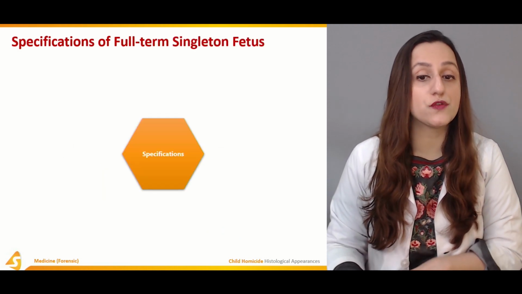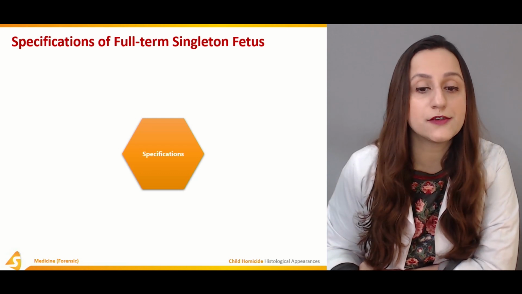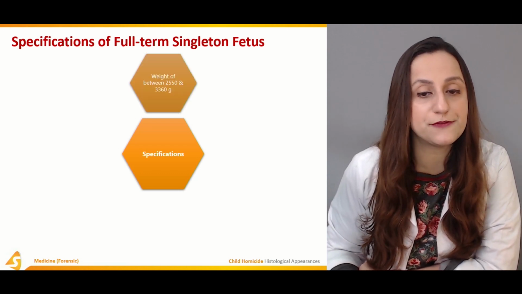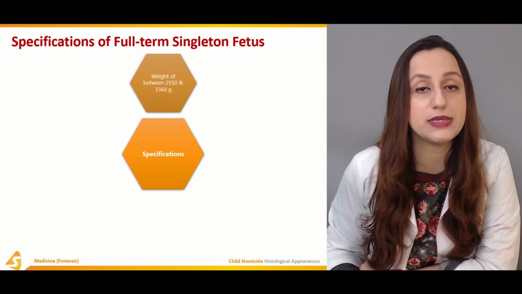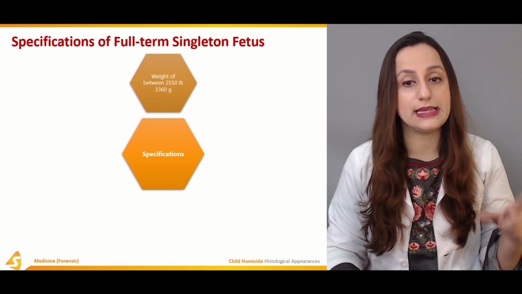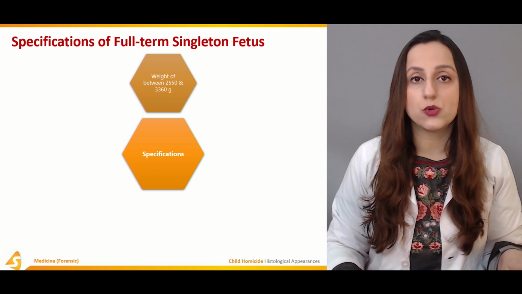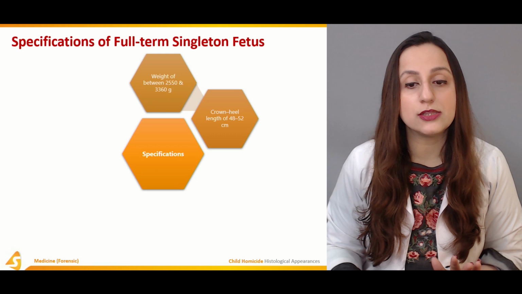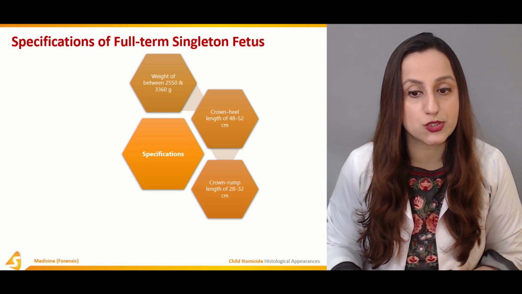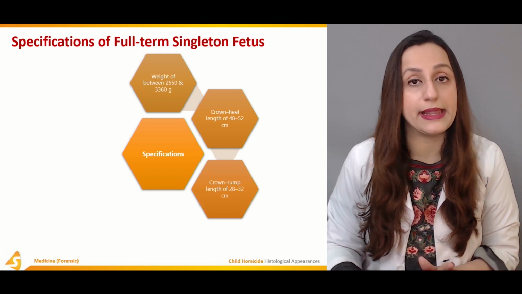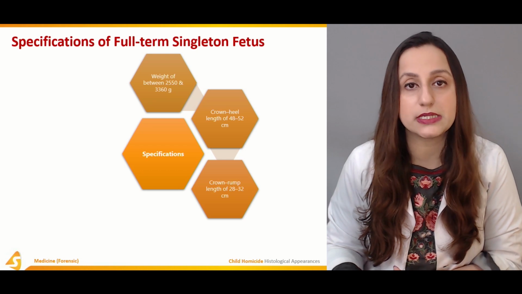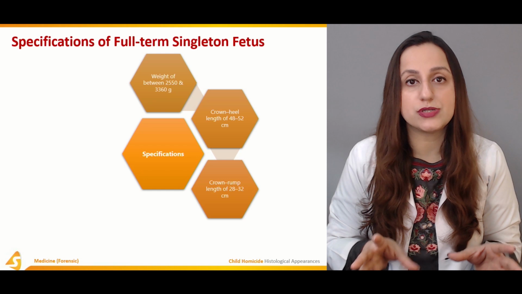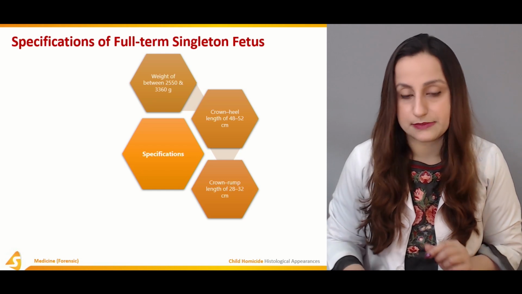The specifications of the full-term singleton fetus are going to basically be a weight between 2550 and 3360 grams. It is going to basically establish that the child was a single one and not in a twinning factor. The crown heel length of 48 to 52 centimeters is going to be noticed. The crown rump length of 28 to 32 centimeters is going to be there. So these measurements and these variations are going to be taken in such a case.